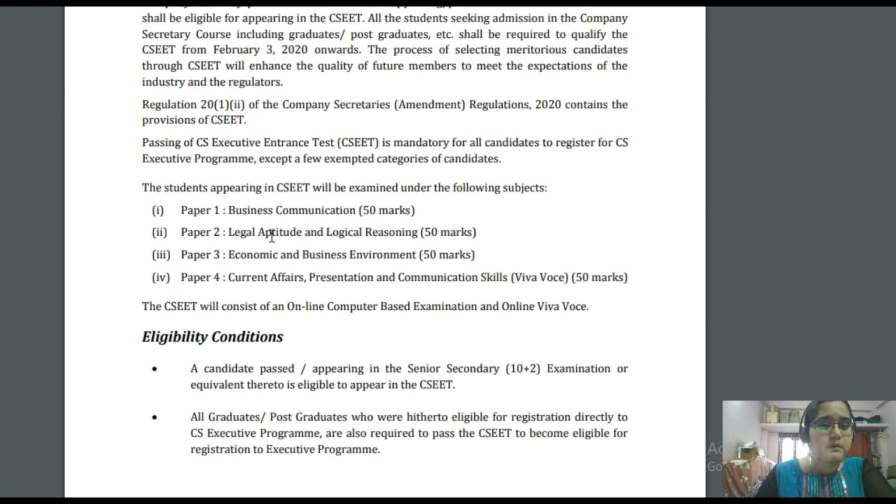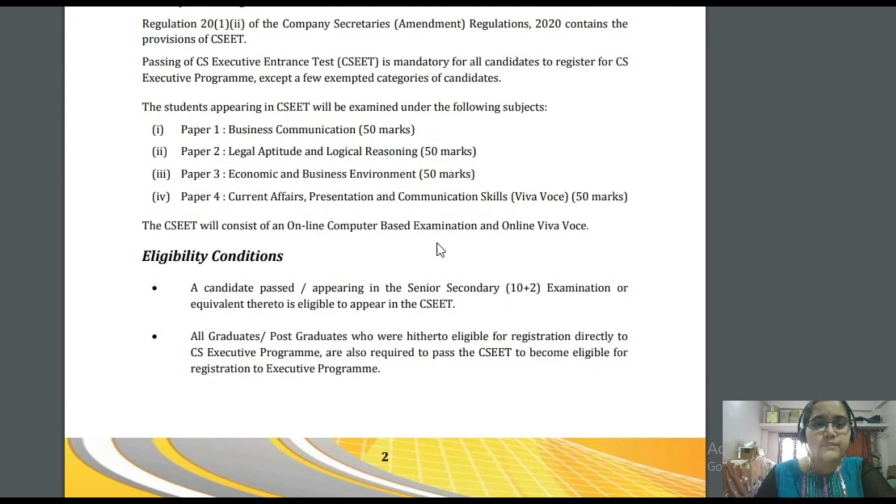The syllabus, first thing, paper 1 is business communication for 50 marks. Paper 2 is legal aptitude and logical reasoning for 50 marks. Paper 3, economic and business environment, 50 marks. And paper 4, current affairs, presentation and communication skills, is via voice, it is 50 marks, right? And here we need to remember that there's no negative marking for the CSEET test. It was a very good point for us, and it also has a viva, meaning a voice based test, and it is for 30 marks there.